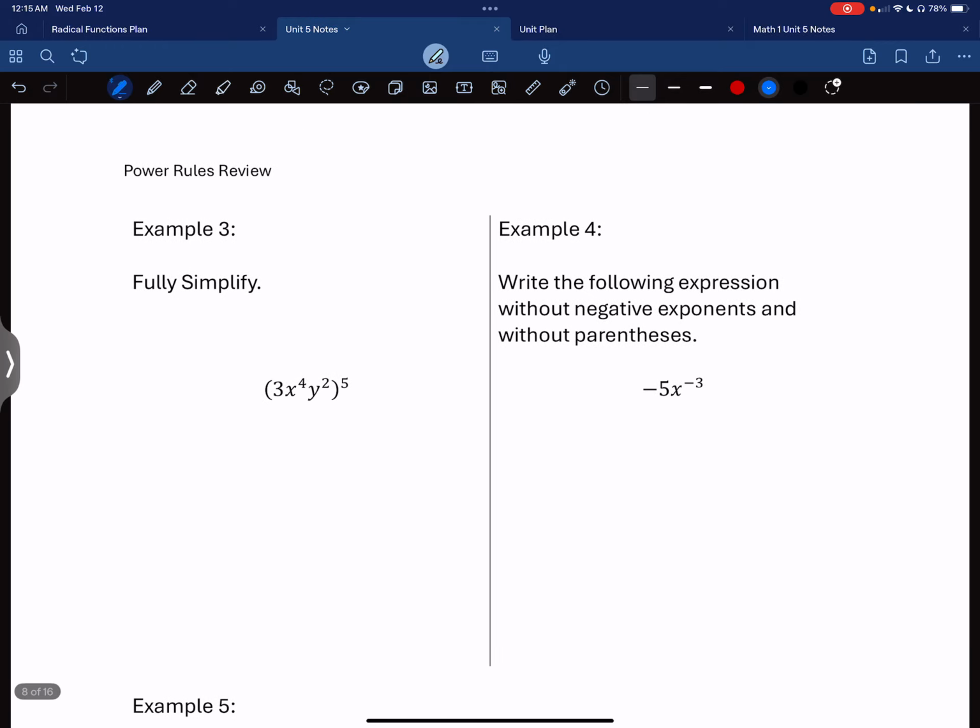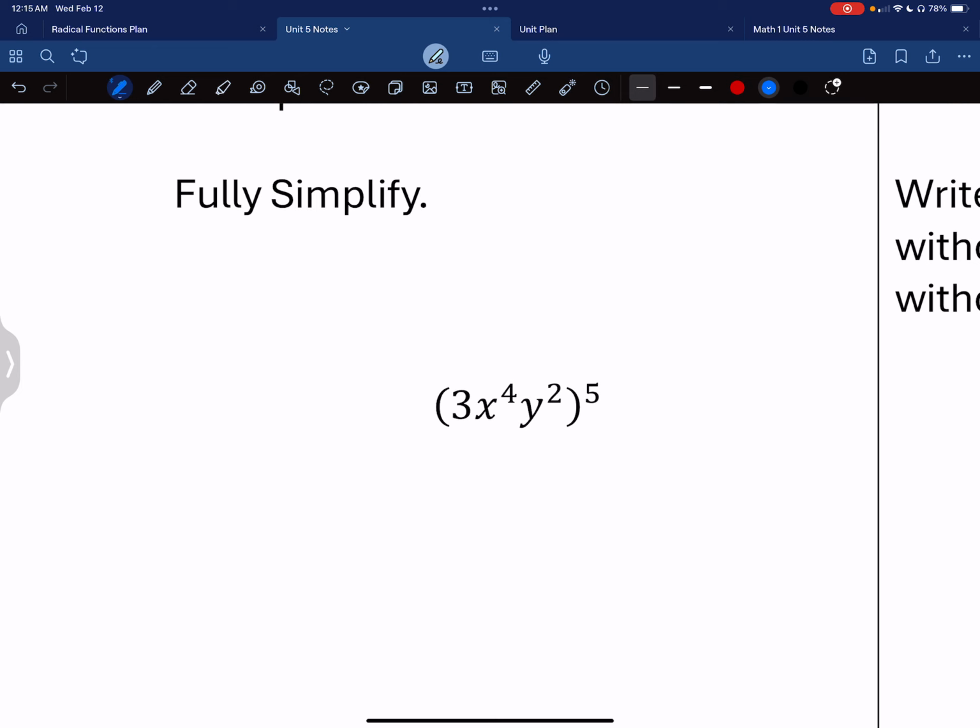All right, so example 3, and we want to fully simplify. This is getting you practice raising powers to a power. So I can distribute. There's a 1 here, we have a 4 here, and we have a 2 here. So we're going to have 3, 1 times 5 is 5. 4 times 5 is going to be, you have x to the 20th and y to the 10th.